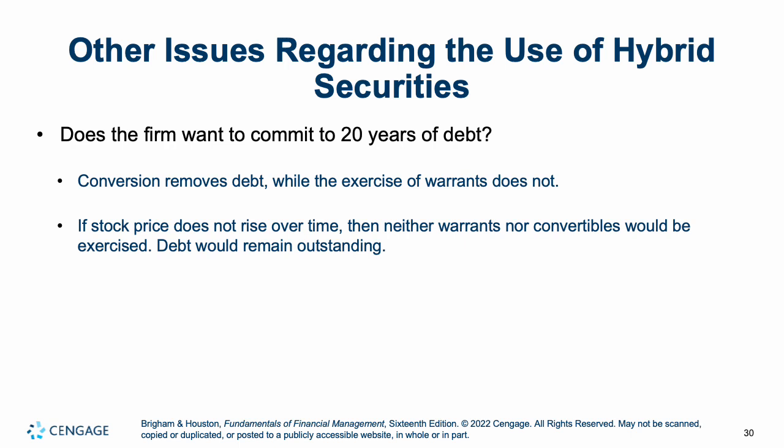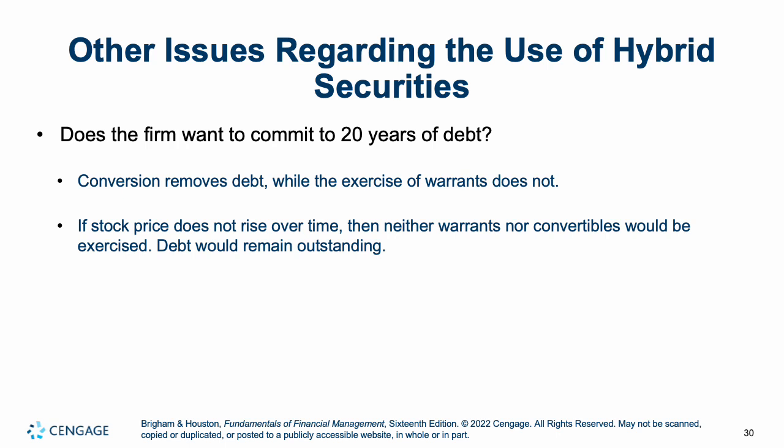Finally, other issues. Generally, they're long-term securities. Does a firm really want to commit to 20 years of debt? Conversion removes debt, but warrants do not. When we convert a bond, that bond is now gone. They're now stockholders. Whereas if they exercise the warrants, we get more money, but the original bond still exists. We still have to pay coupon payments, and it's going to exist for however long it's supposed to.